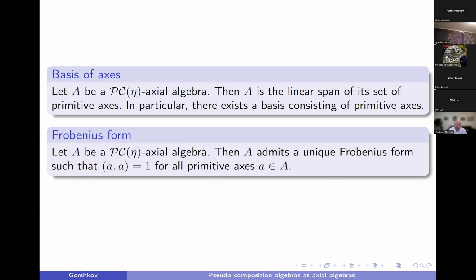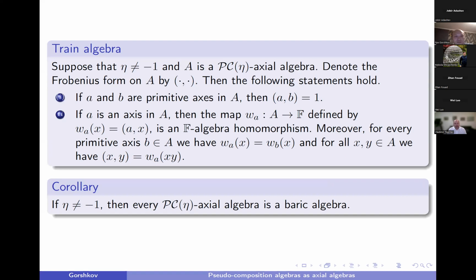And the next theorem: pseudo-composition eta type algebras include a unique Frobenius form such that (A,A) is equal to 1 for all primitive axes A. This theorem is the same as the theorem of Segev, Ryan, and Spektrov.